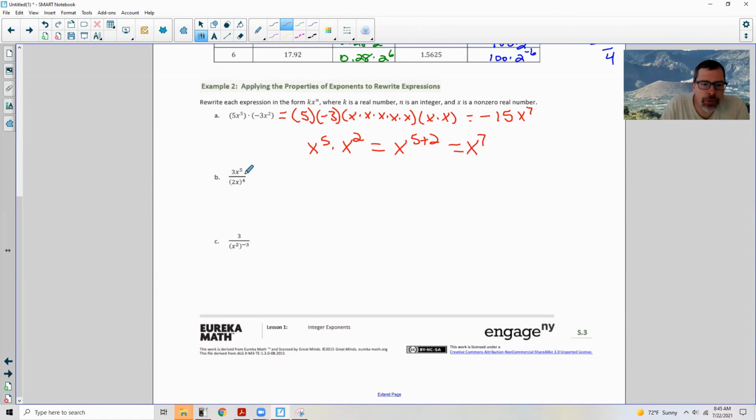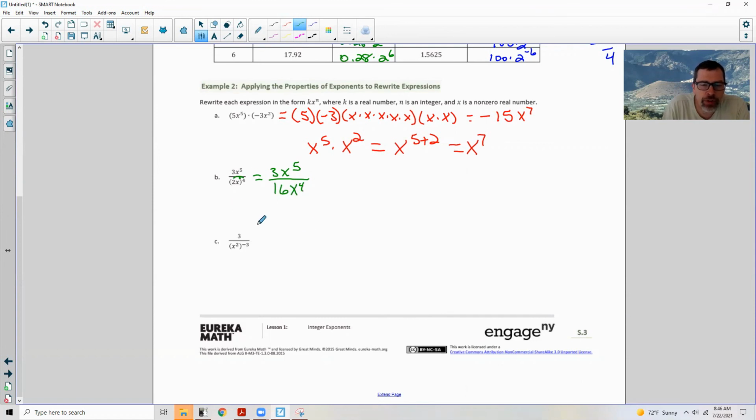So here I'm going to simplify this. Please pay attention to the parentheses. We have to do that first. So 3x to the 5th is not in parentheses. I can just rewrite that. This 4 must get distributed to both portions. 2 to the 4th power is 2 times 2 times 2 times 2, which is 16, and x to the 4th power. So the first thing I had to do is distribute throughout that parentheses.